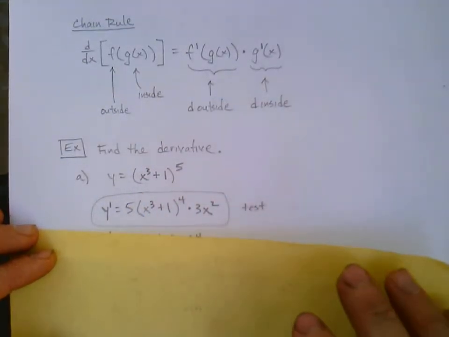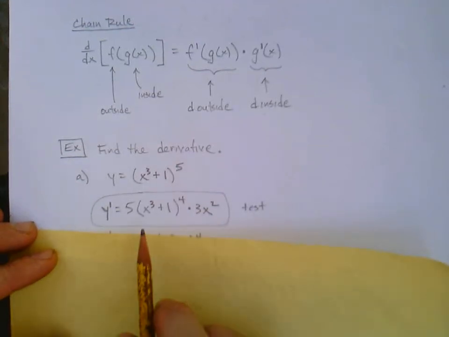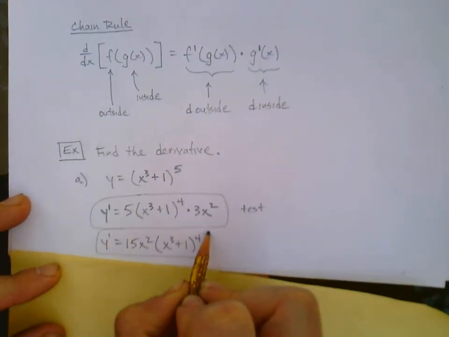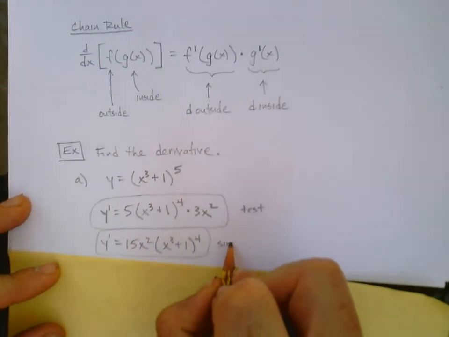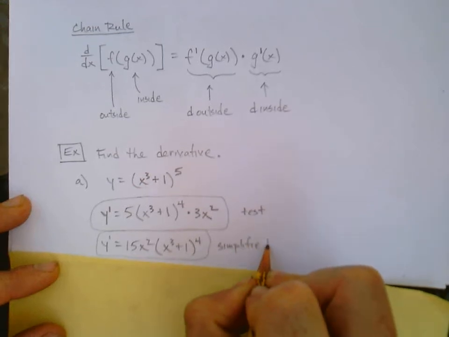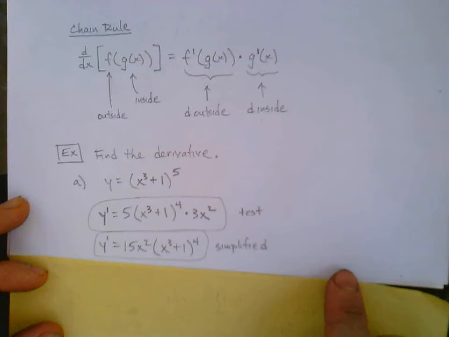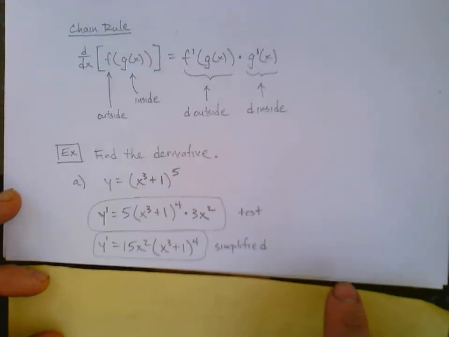On a test or a quiz. But here it's really not bad, right? 3x squared we could multiply with the 5, and there's our simplified version. And we got it. Okay. Let's look at that other first example with cosine.